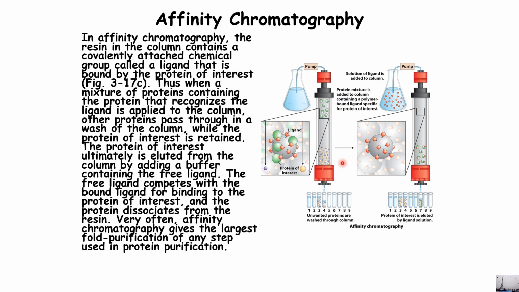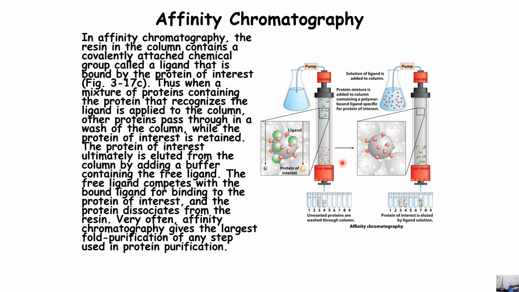Now, what is affinity chromatography? In affinity chromatography, the resin in the column will contain a covalently attached chemical group called a ligand that is bound by the proteins of interest. So there is a ligand on the resin in the column, and the protein of interest that needs to be separated has a defined affinity towards that ligand.